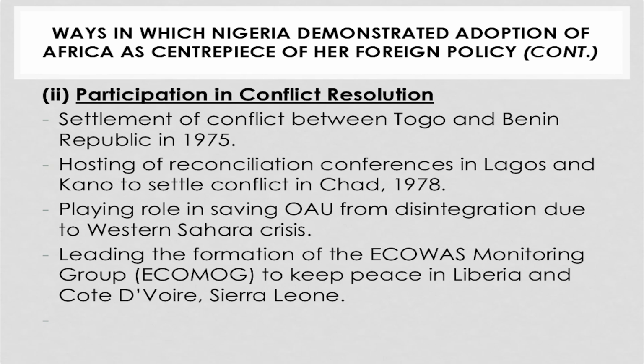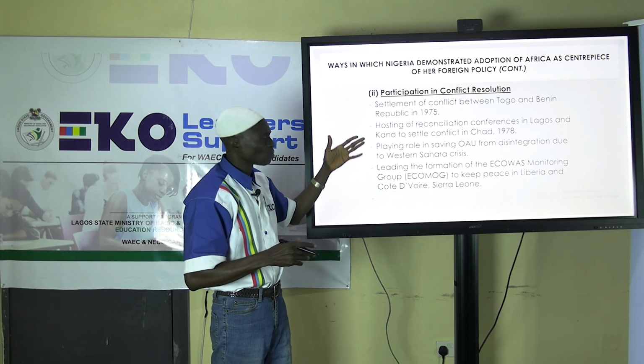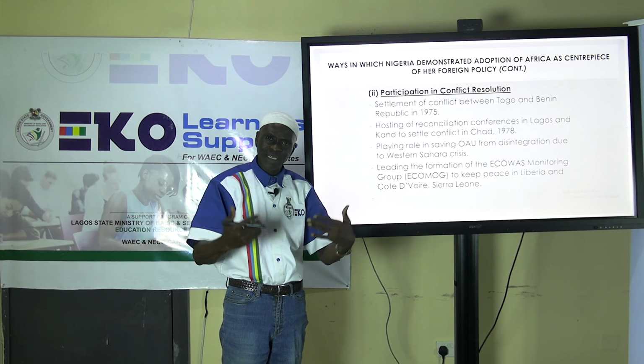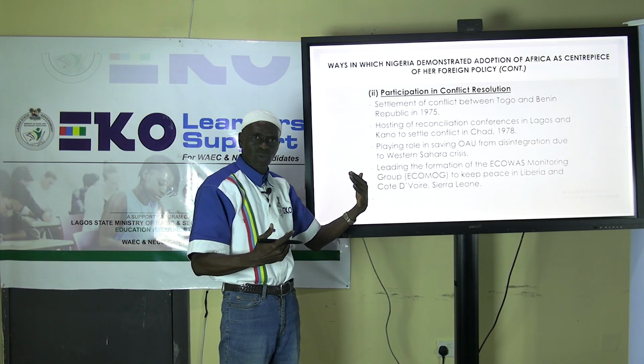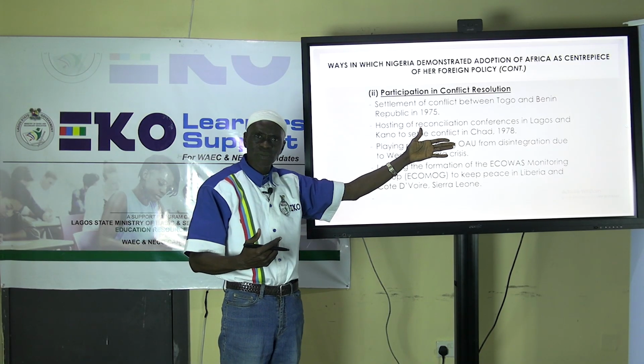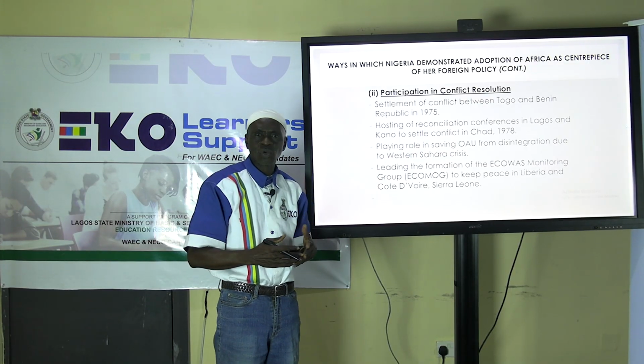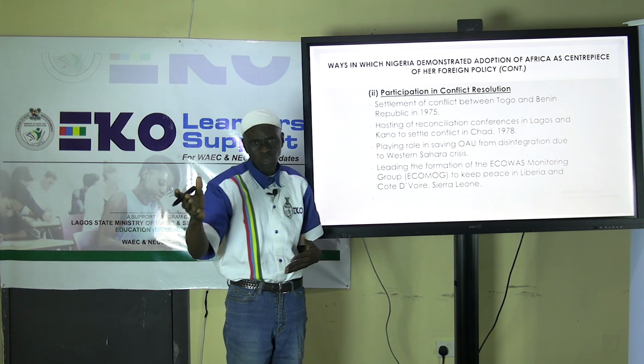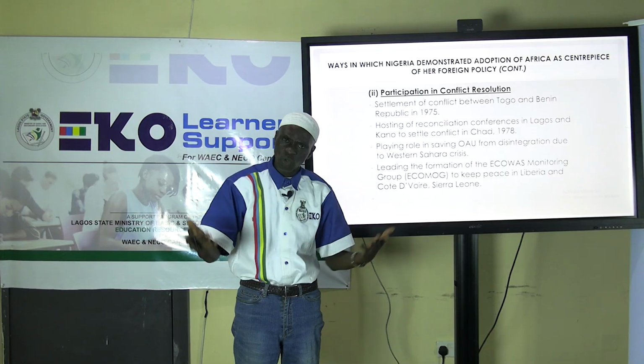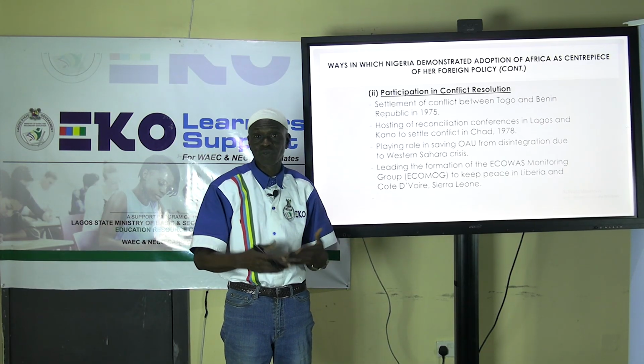Hosting of reconciliation conferences in Lagos and Kano to settle conflict in Chad in 1978. There were many problems in Chad Republic. So leaders of the country were invited, firstly to Lagos, and later Kano, where leaders of Nigeria sat down with them and looked at peaceful resolution. What do we want? Let us look at what to do. At the end of the day, it paved way for peace.